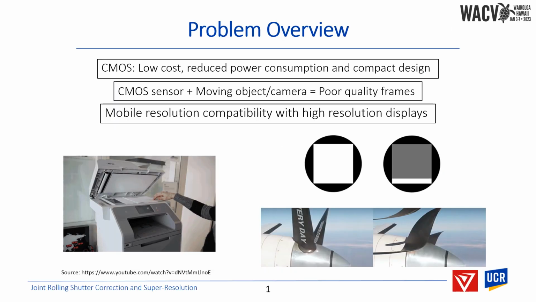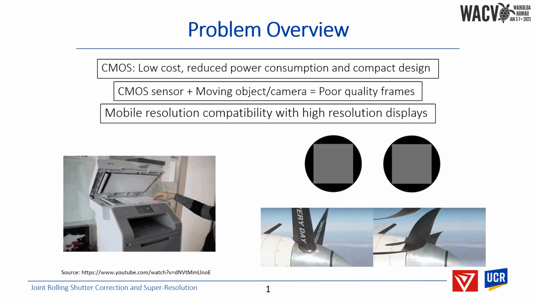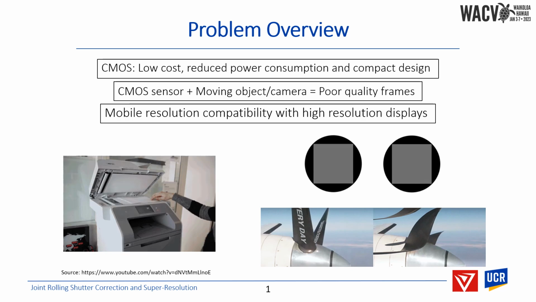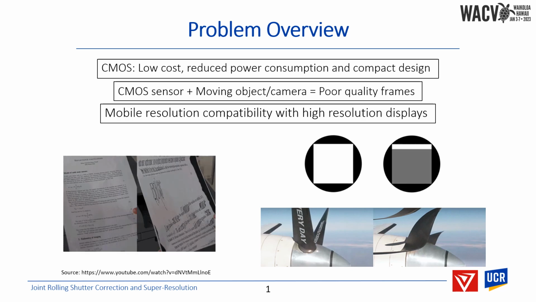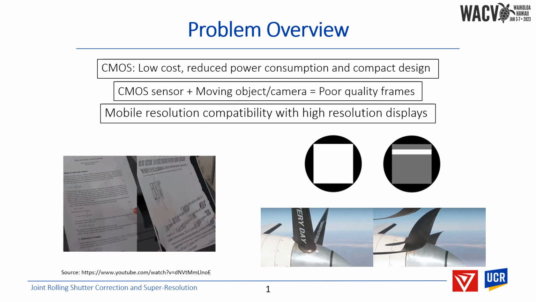CMOS cameras are popular for mobile application due to their low cost, reduced power consumption, and compact design. However, CMOS cameras have rolling shutter rather than global shutter. This causes rolling shutter artifact in the captured image. Example of a rolling shutter artifact is shown on bottom right.